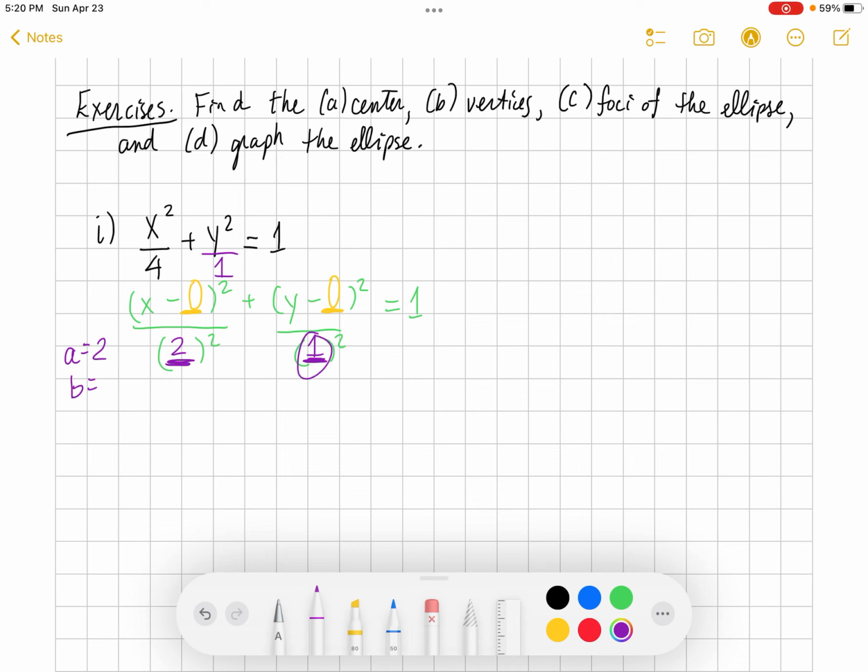So here my a is the 2, and my b is the 1 right there. So already I can see that my a is bigger than my b, right? So I'm going to have a horizontally stretched out ellipse, with a horizontal major axis.